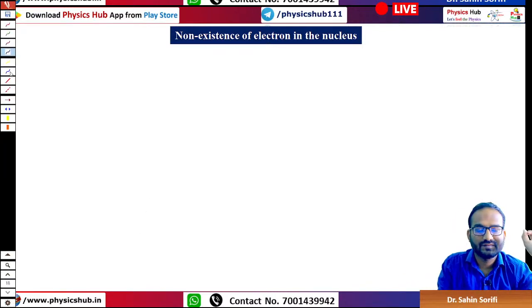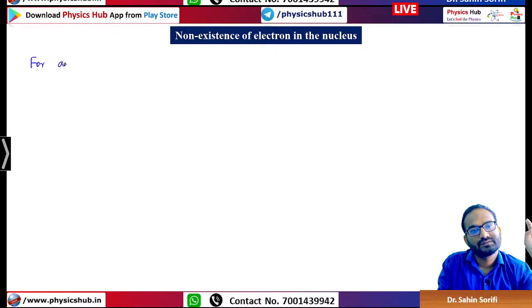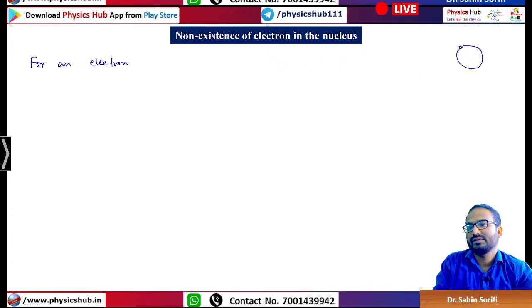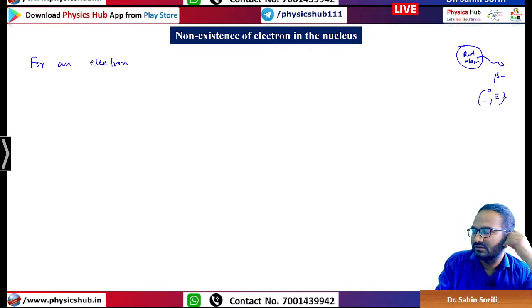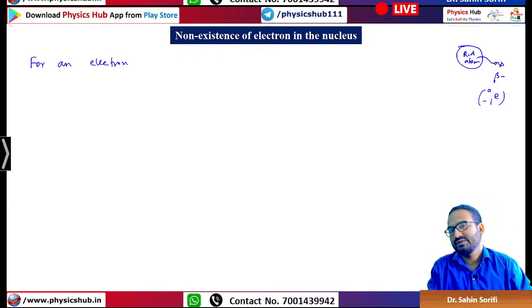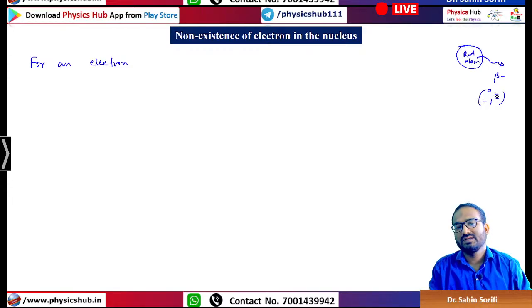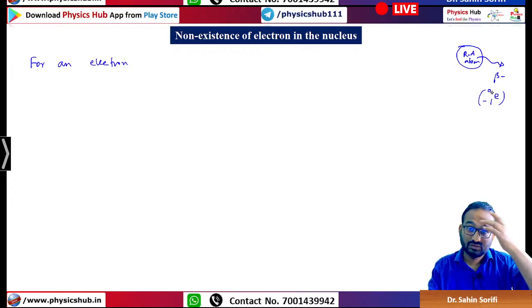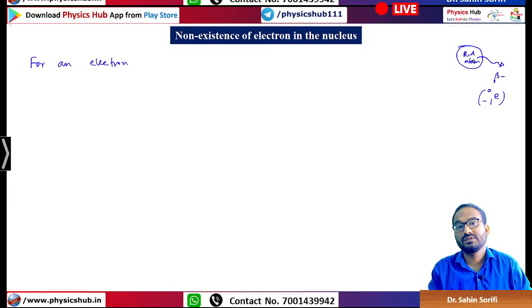So, for the sake of argument, why does this argument come? Because for some radioactive atoms, we have seen that they emit beta particles, right? A beta particle is nothing but an electron. Because radioactivity is a nuclear phenomenon, whatever particle like alpha, beta, gamma, whatever radiation comes, it originates from the nucleus only. So the beta ray is basically an electron, right? From that, the confusion arises whether this electron is part of the nucleus or not.